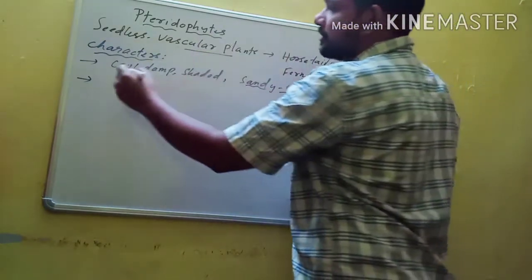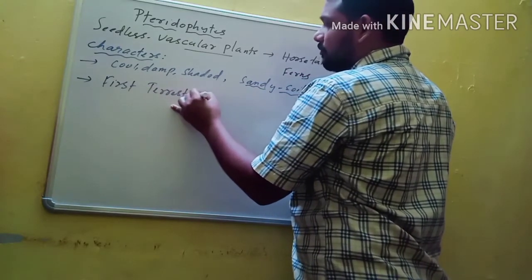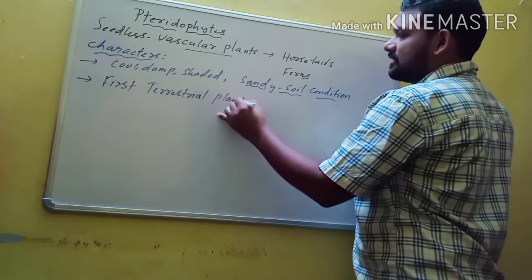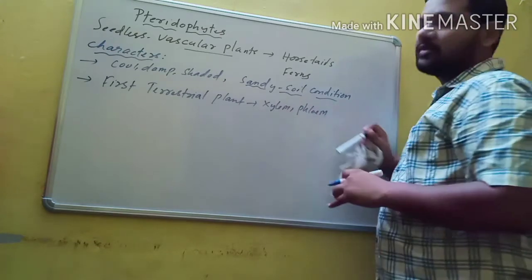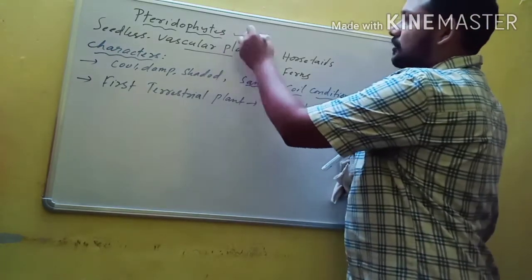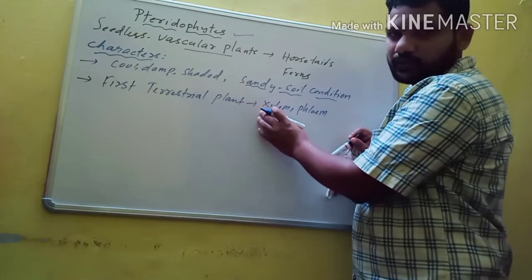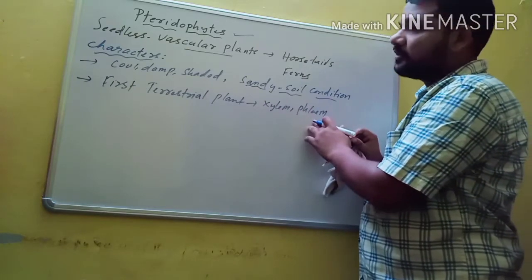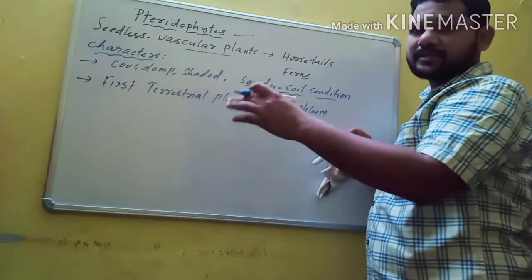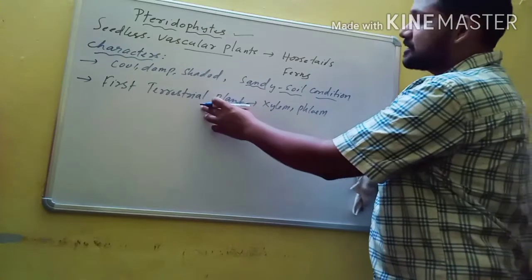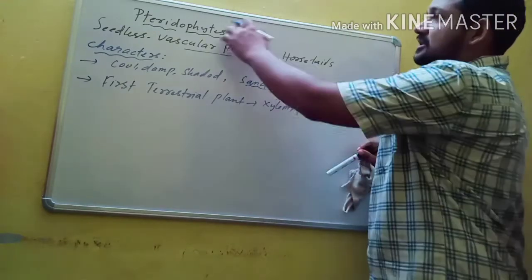Evolutionarily, pteridophytes are the first terrestrial plants which possess vascular tissues like xylem and phloem. Xylem and phloem first originated in pteridophytes. As you all know, xylem helps in transport of water and minerals, and phloem helps in transport of food material. The first terrestrial plants are bryophytes, but the first terrestrial plants which possess vascular tissues are pteridophytes.